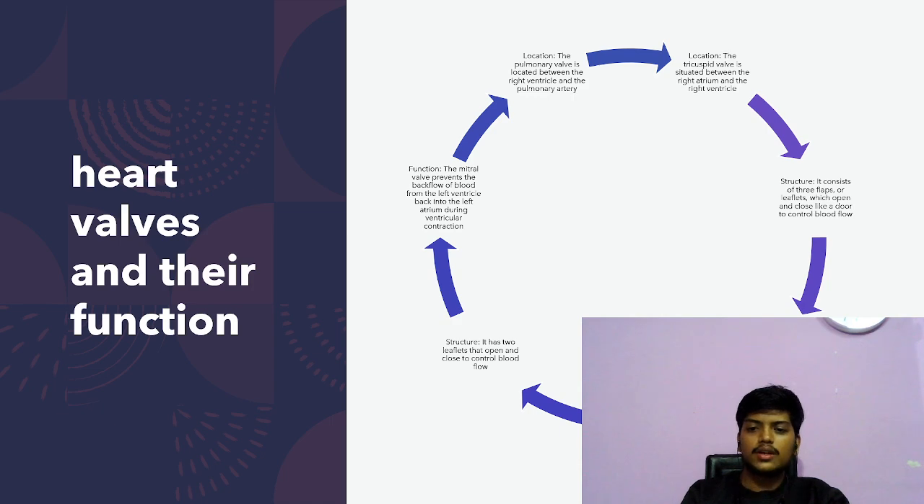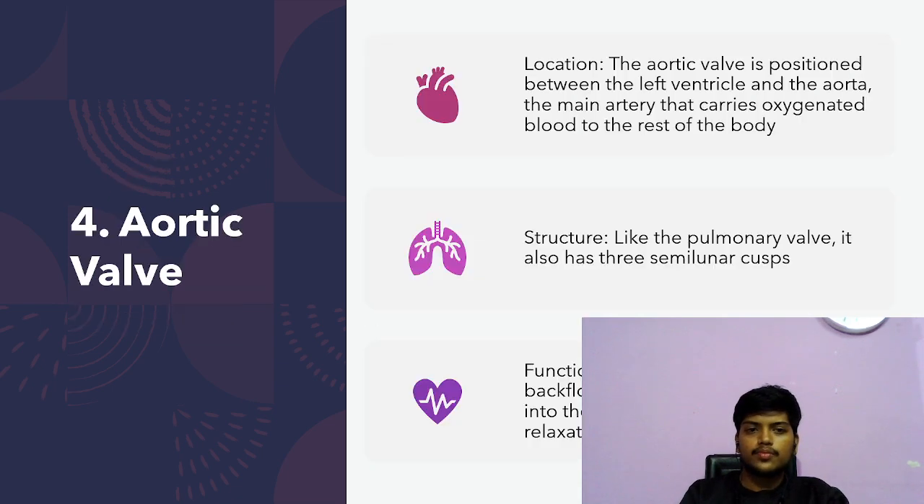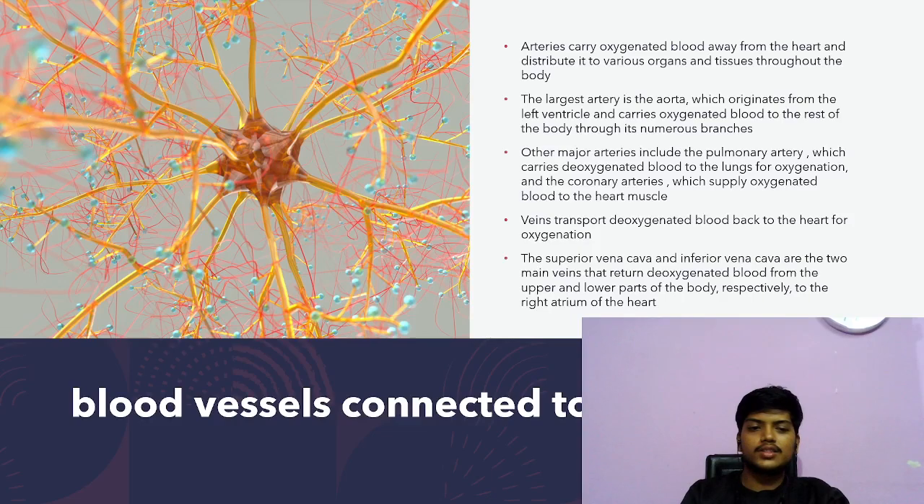Location: the mitral valve is located between the left atrium and the left ventricle. Structure: it has two leaflets that open and close to control blood flow. Next is the aortic valve. Its location is between the left ventricle and the aorta, the main artery that carries oxygenated blood to the rest of the body. Like the pulmonary valve, it also has three semilunar cusps. The aortic valve prevents the backflow of blood from the aorta back into the left ventricle during ventricular relaxation.